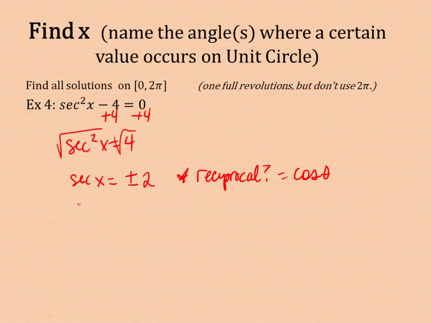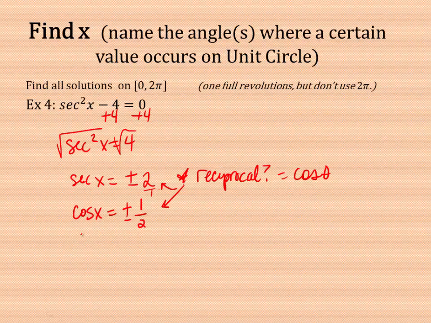So if I take the reciprocal of secant, I get cosine. What's the reciprocal of 2? Well, it's 1/2, right? It's still plus or minus. I just took the reciprocal to find cosine, because cosine is quickly findable. That's your x-coordinates, right? And notice it's positive x's and negative x's. So which angles have an x-coordinate of 1/2? That's what I'm asking myself. So I look on my unit circle. Which ones have an x-coordinate of 1/2?